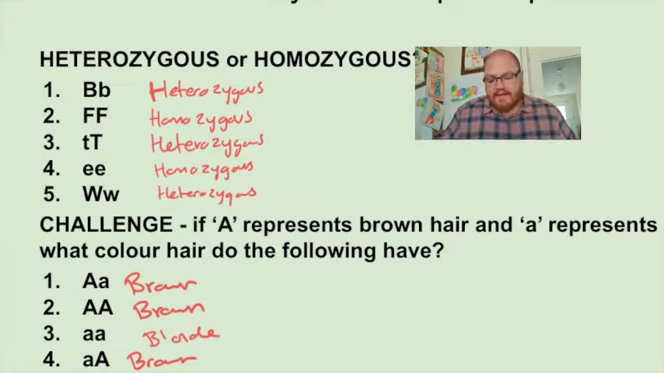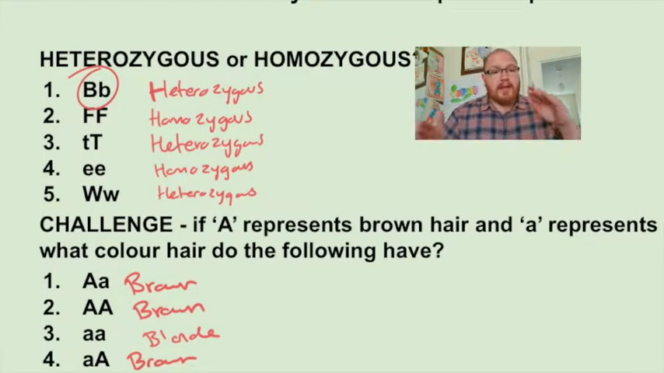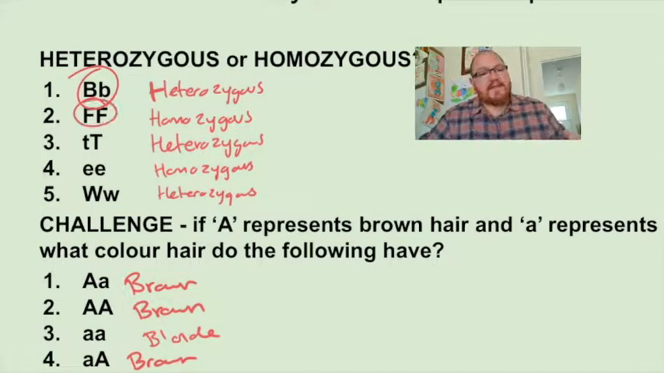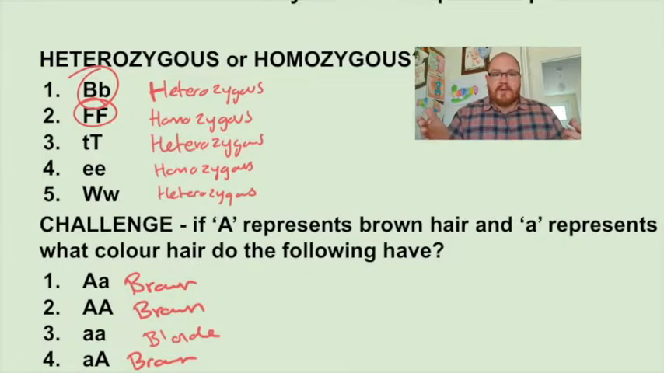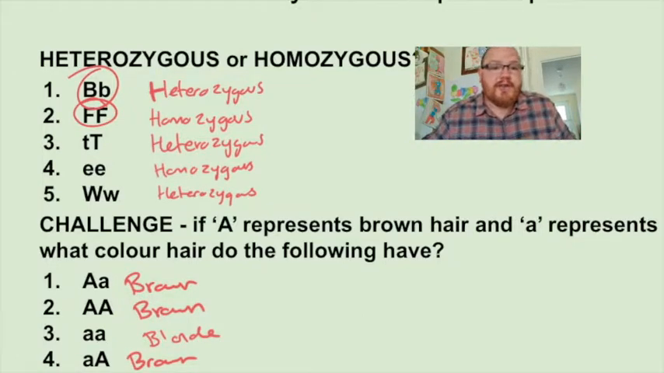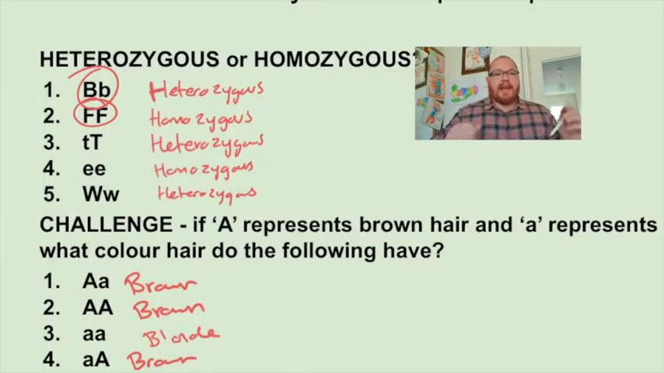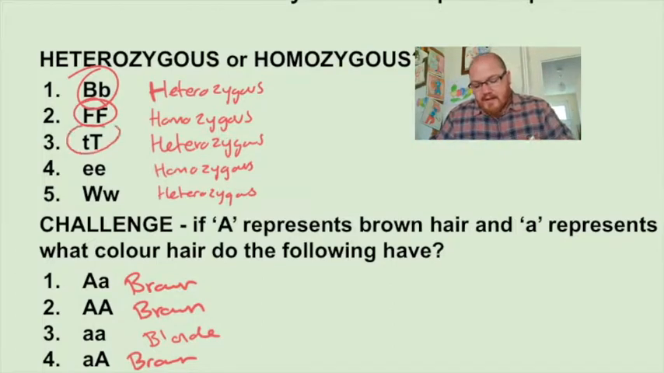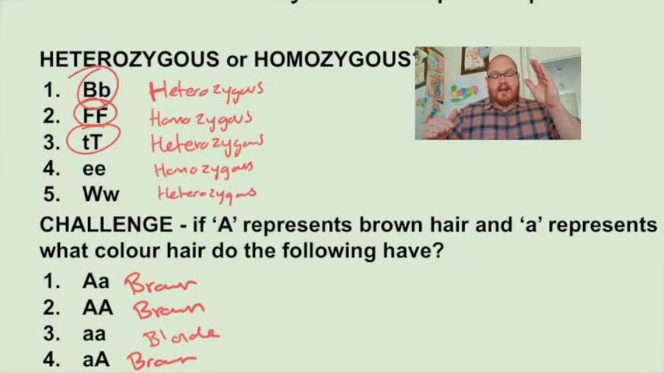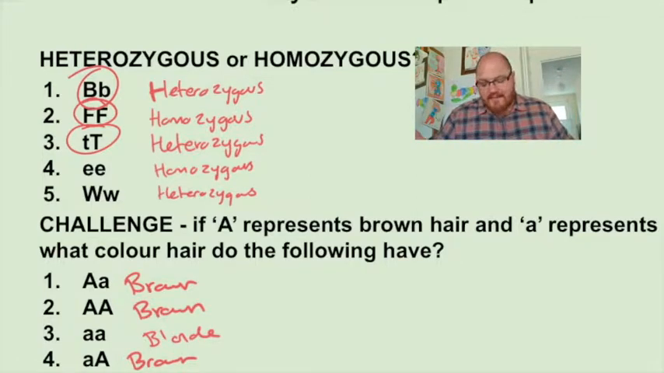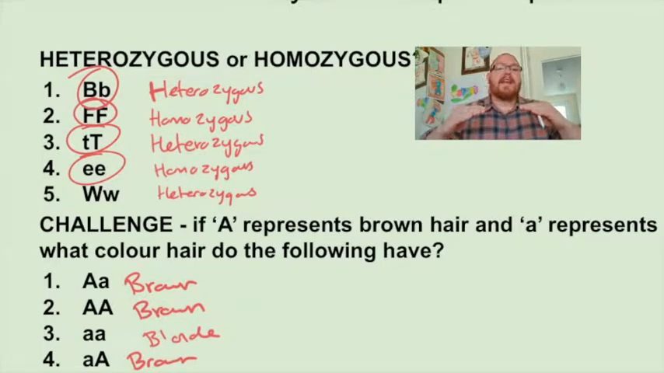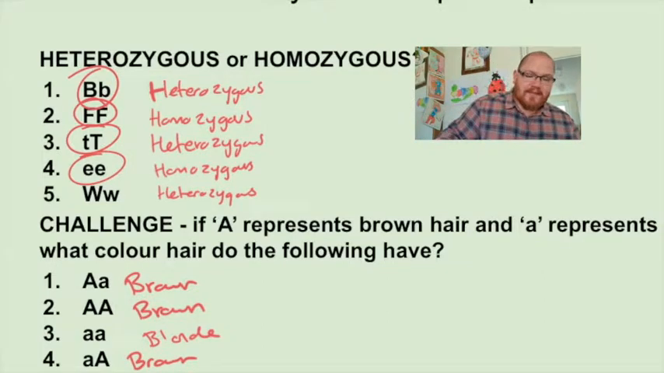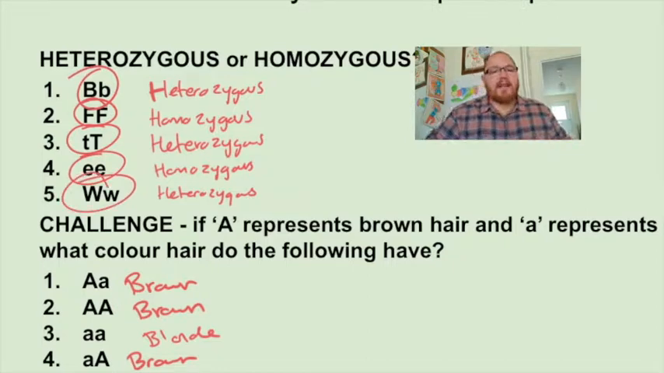Heterozygous or homozygous? These first two letters are different, therefore they're heterozygous, capital B, lowercase b. These two letters are both uppercase, so it's homozygous, and this would be homozygous dominant because they're both capital letters. This one, capital and lowercase, is heterozygous again. This one is homozygous because they're the same, both little e's, and this will be homozygous recessive this time. And then capital W, lowercase w, heterozygous.